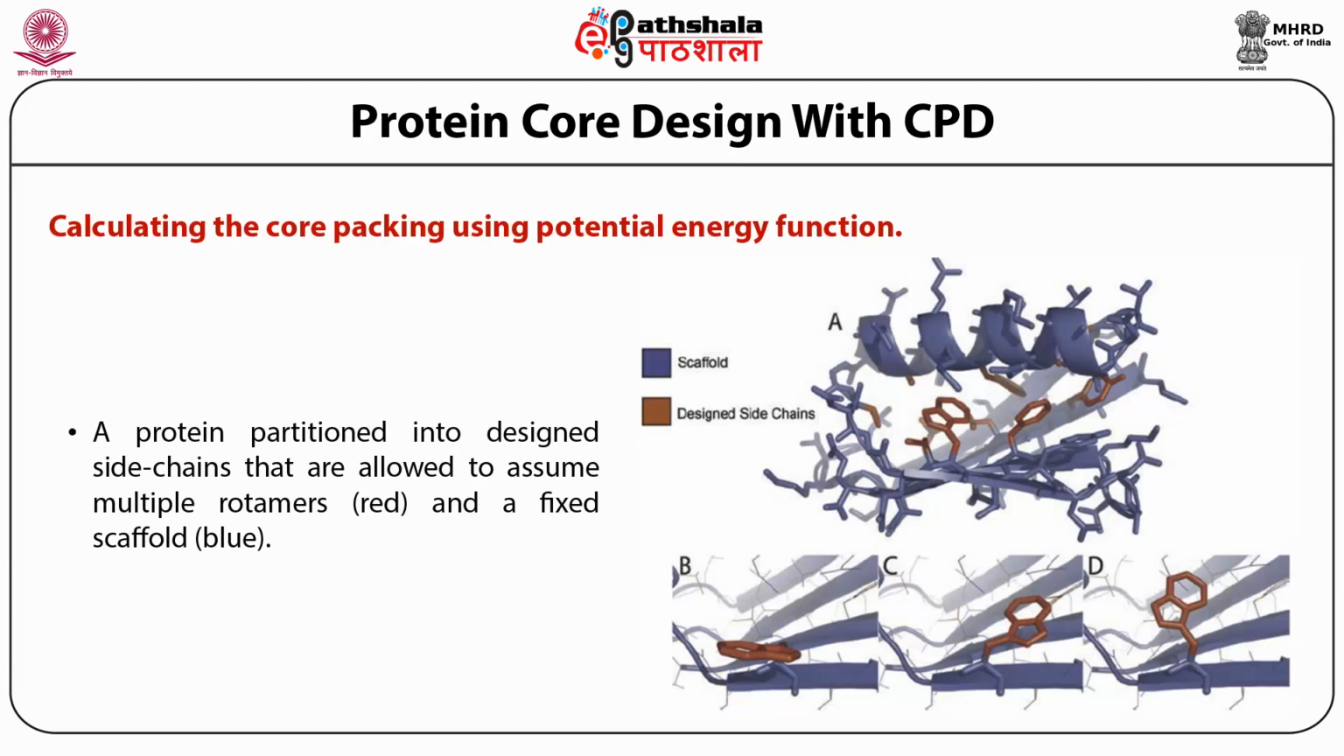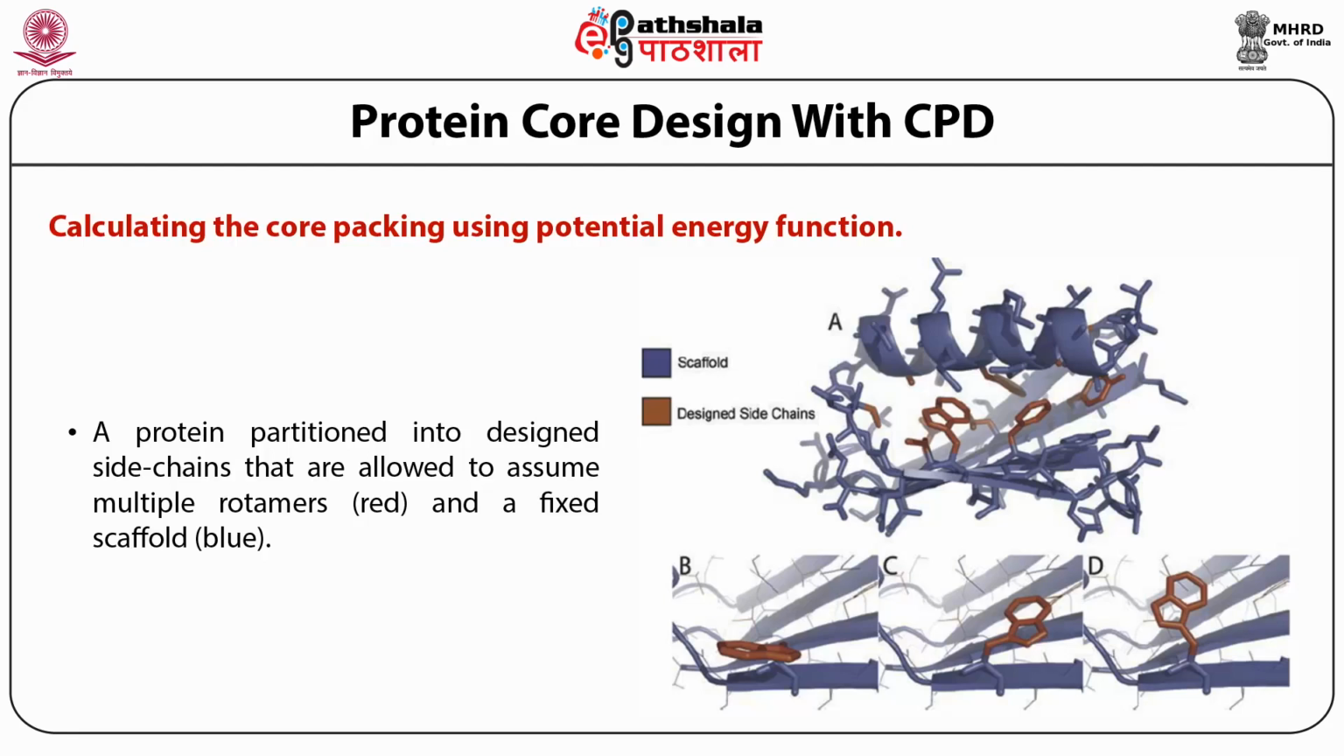So, protein core design with the computational protein design. In this example, you can clearly see that the backbone is in the blue color, that is fixed. So you're trying to design the core region. You can see in B, C, D, the tryptophan is having different kinds of rotamers. So the protein is partitioned into designed side chains that are allowed to assume multiple rotamers and fixed scaffolds. So whenever it finds possible good interactions, then CPD puts it as a minimum energy conformation and it gives the scoring.